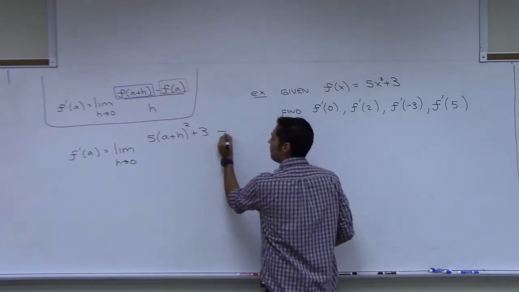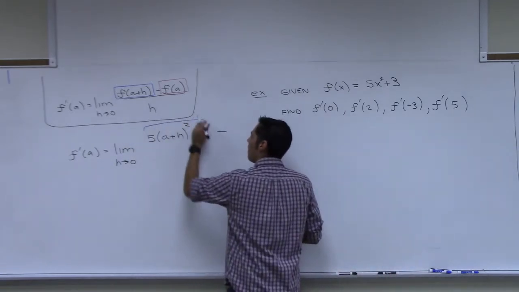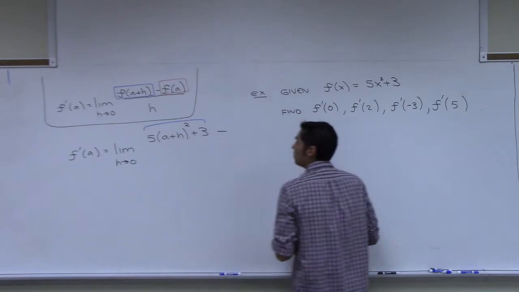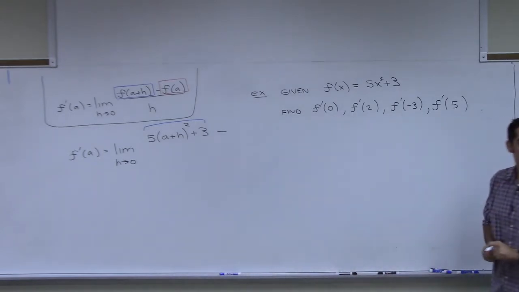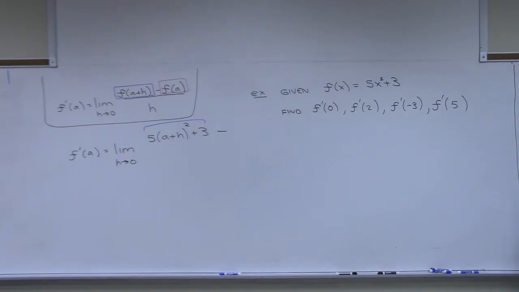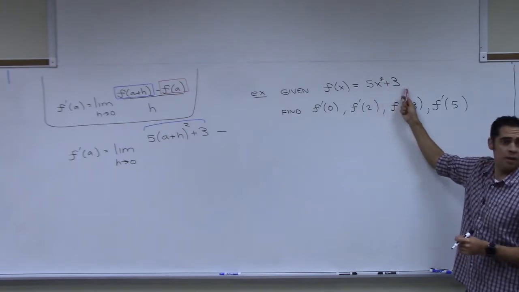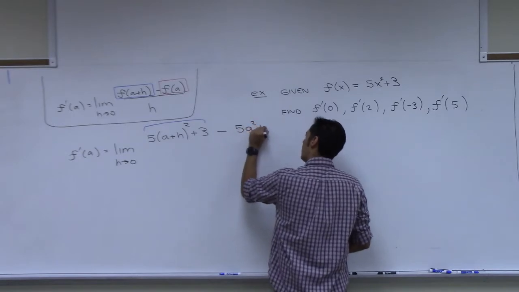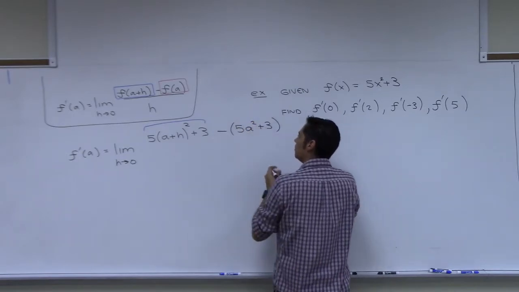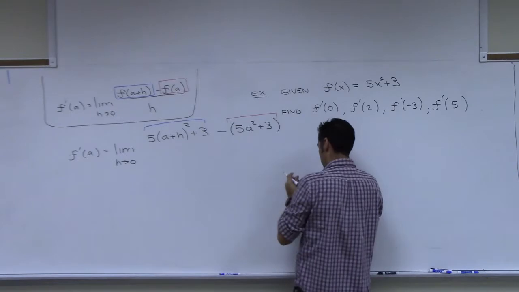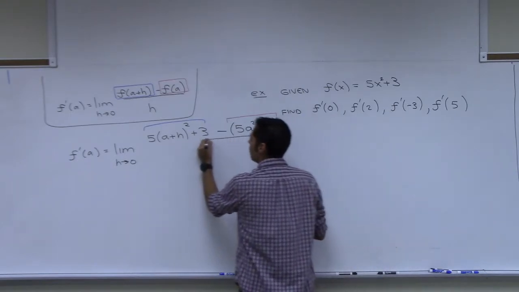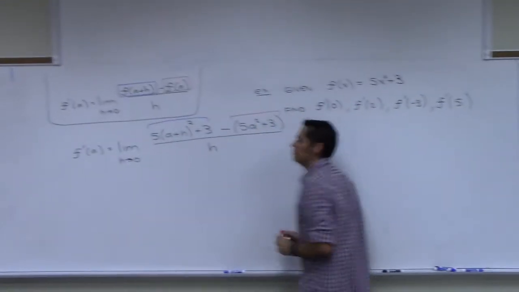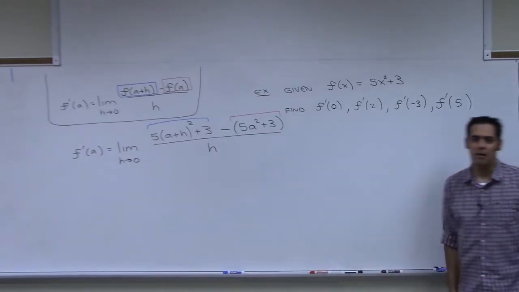Then the minus sign. This is our blue part. Our red part is coming. What is it? F of a. What is f of a? 5a squared plus 3, right? So I need to put that here, but in parentheses. All over h. All right.